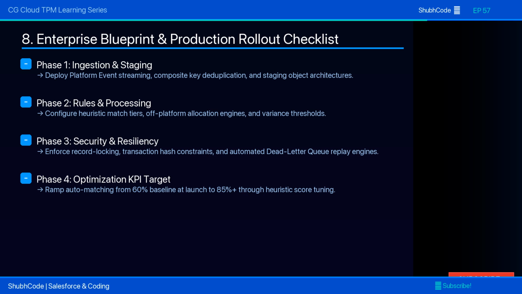When you launch this architecture, target an initial 60% auto-match rate in month 1, tuning your heuristic confidence scoring over time until you achieve 85+% automated matching. This transforms your trade operations team from data entry clerks into strategic financial analysts.